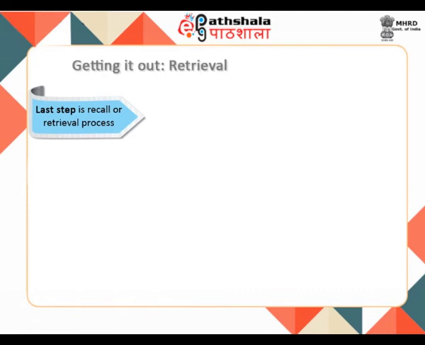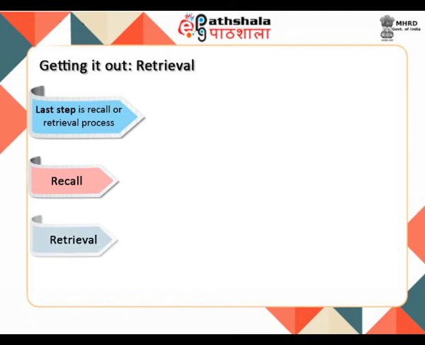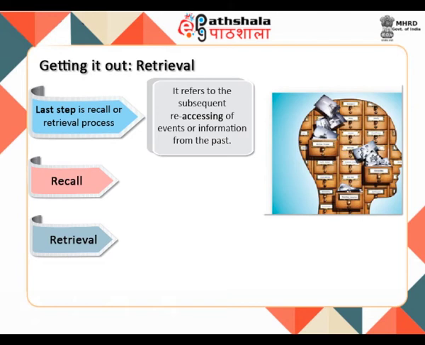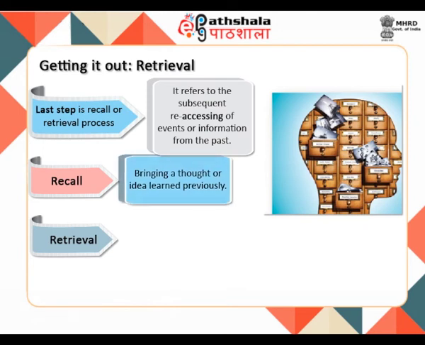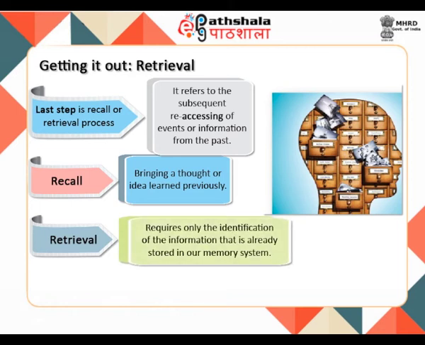The last step is one of the three core processes of memory, that is the recall or retrieval process. Recall or retrieval of memory refers to the subsequent re-accessing of events or information from the past, which have been previously encoded and stored in the brain. Recall is simply bringing a thought or idea learned previously and thus stored in the memory into conscious awareness, whereas retrieval basically requires only the identification of the information that is already stored in our memory system.